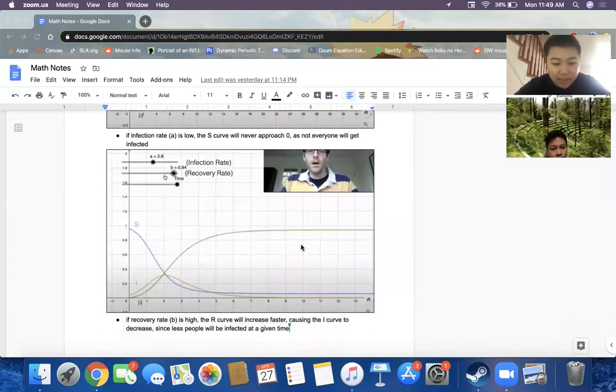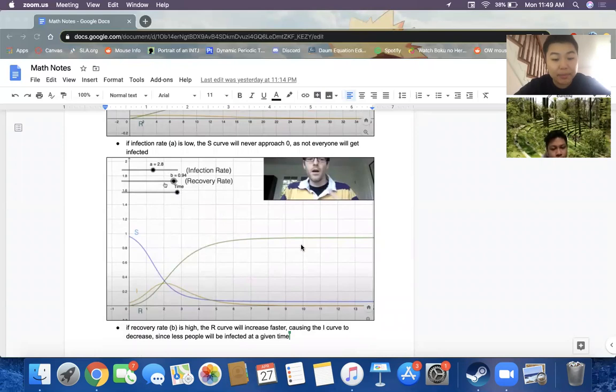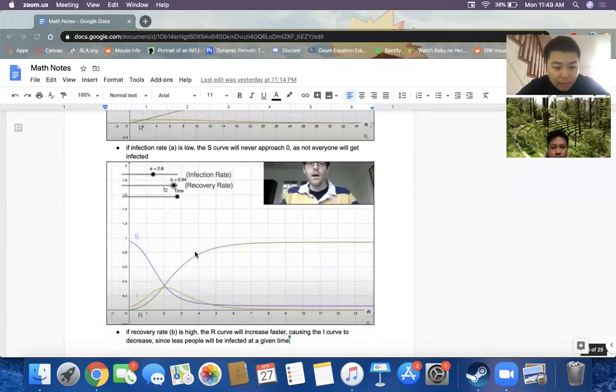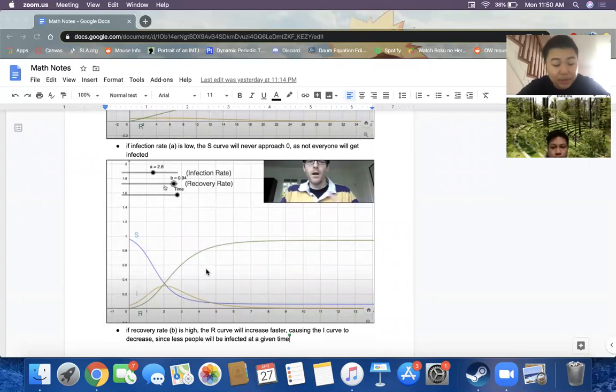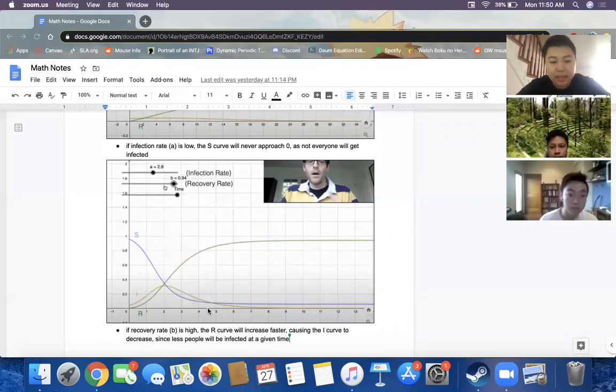And then the other extreme is if the recovery rate is really high, then we eventually shift everything sort of leftwards. So everything just kind of happens faster. And also an important thing is that recovery is going to go up much faster than before, and because of that, it causes the infection curve to decrease, since at any given time, the number of people who are infected is relatively low compared to those who have recovered, since most people will recover really fast.